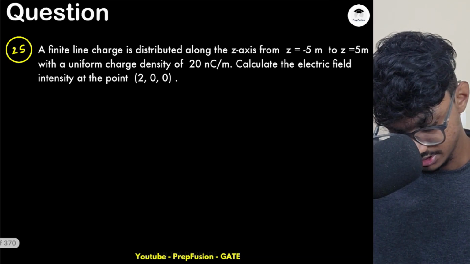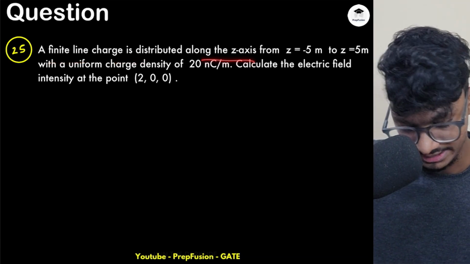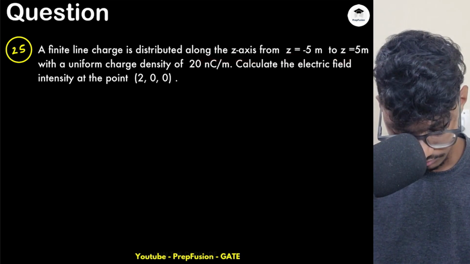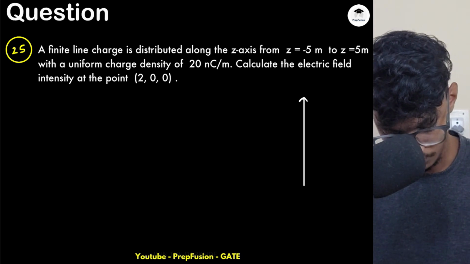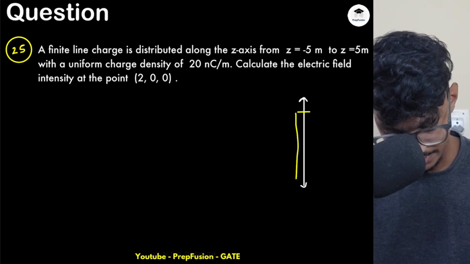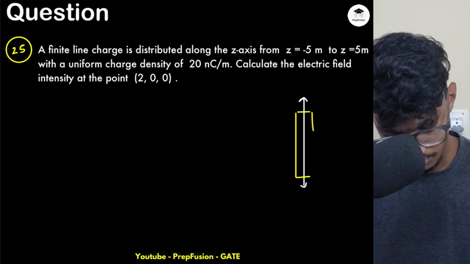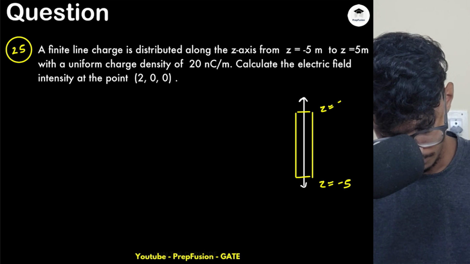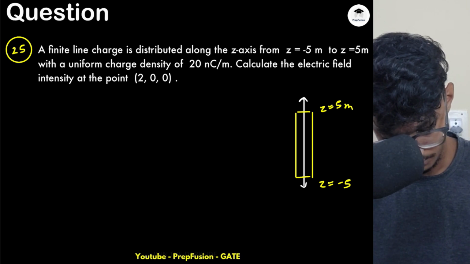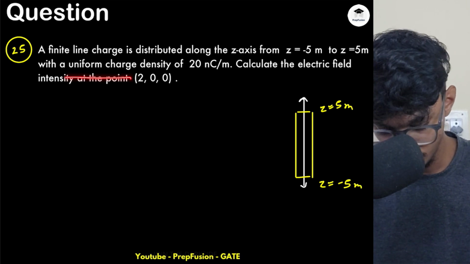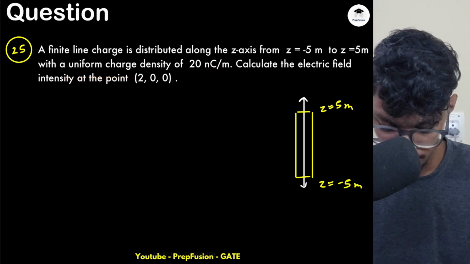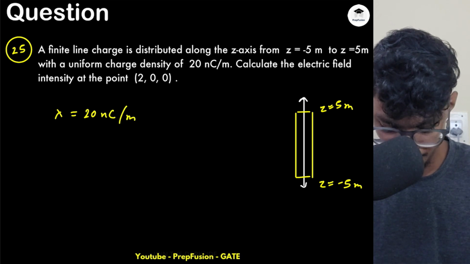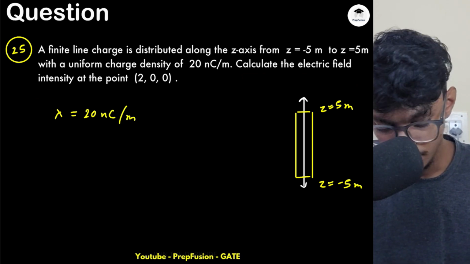So what is another question? This question is, a finite line charge is distributed along the z axis from z equals -5 to z equals +5. So I have a finite line charge. Let's assume this as the z axis. Okay, and I have a finite line charge that is extending from z equals -5 to +5, with a uniform charge density of 20 nanocoulomb per meter. So lambda is 20 nanocoulomb per meter. Calculate the electric field intensity at the point (2, 0, 2).